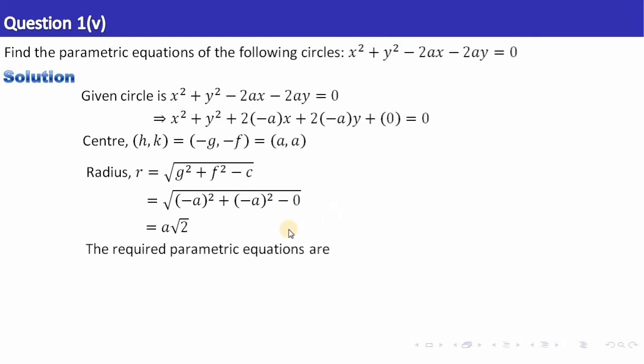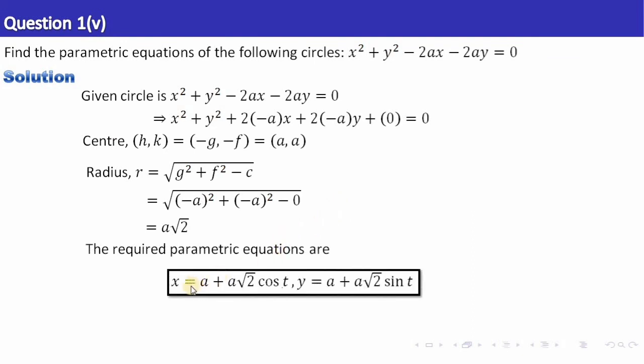So therefore your parametric equation will be x equals to h, that is a, plus r cos t, y equals to k plus r sin t. Pause the video and note it down.